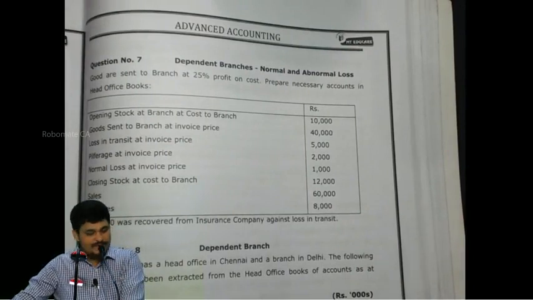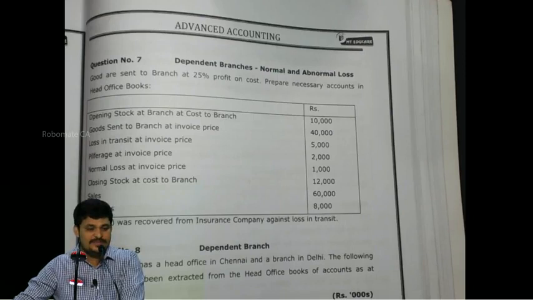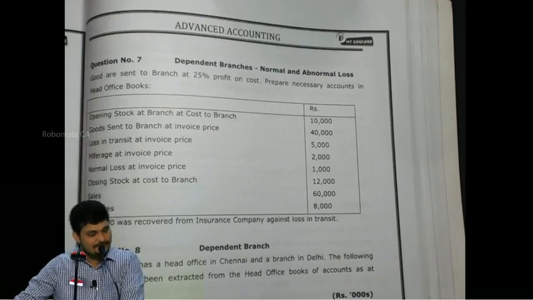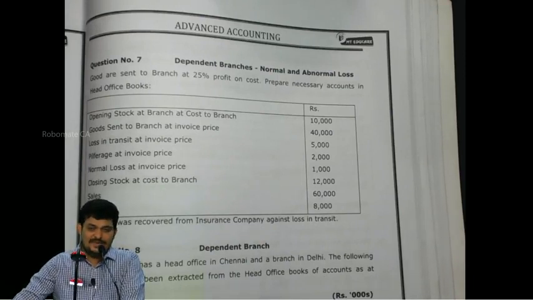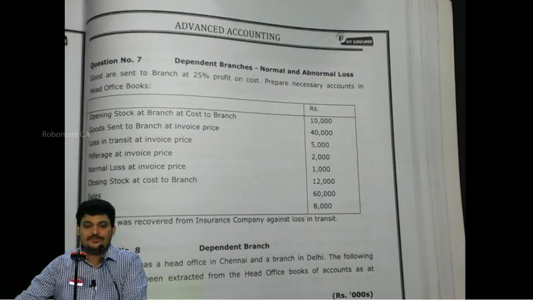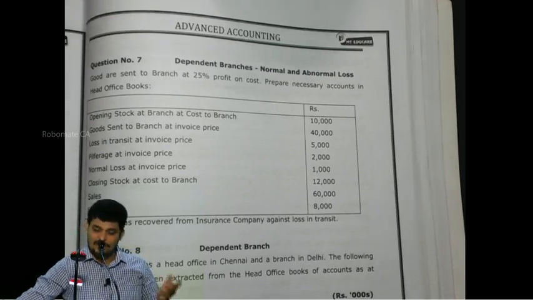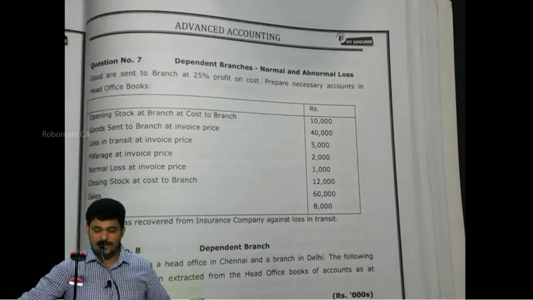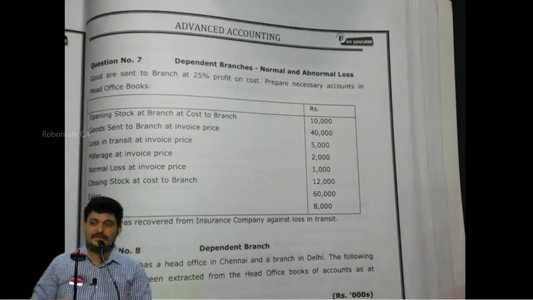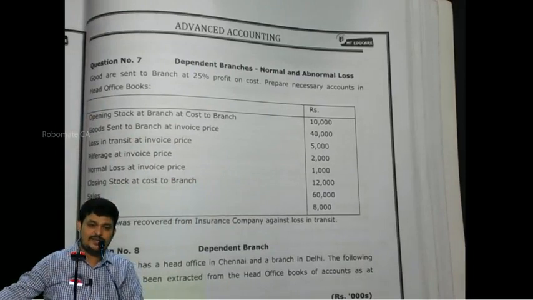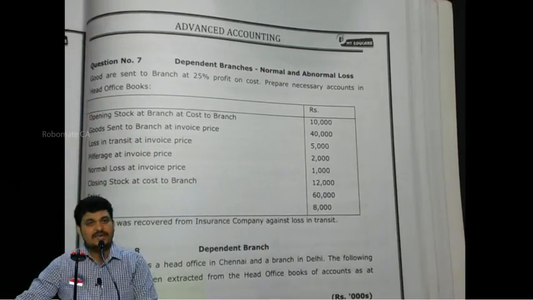So let us directly try this question. You will try this problem. Prepare necessary accounts means which method? So we will solve under all the methods. It's a unique type where we need to know accounting for loss of stock, normal loss and abnormal loss. So we will make these accounts under all the methods: debtors system, stock and debtors system, as well as single entry model.